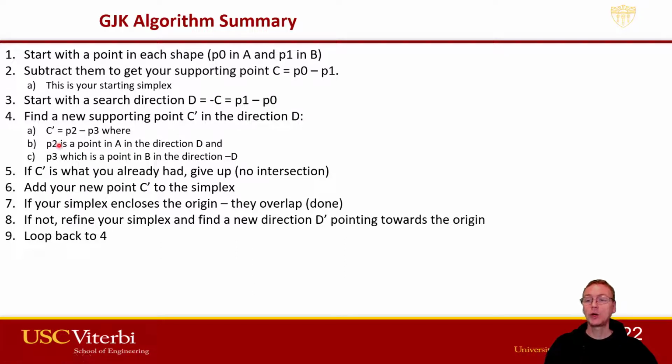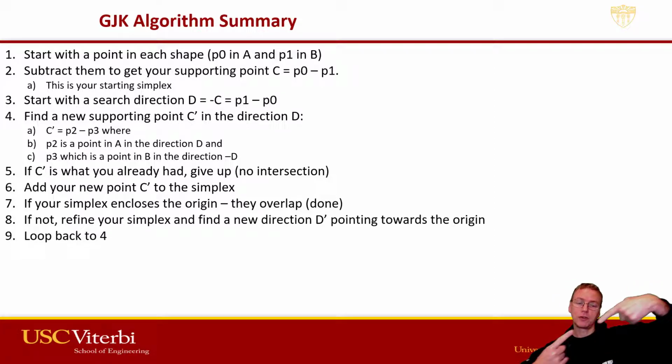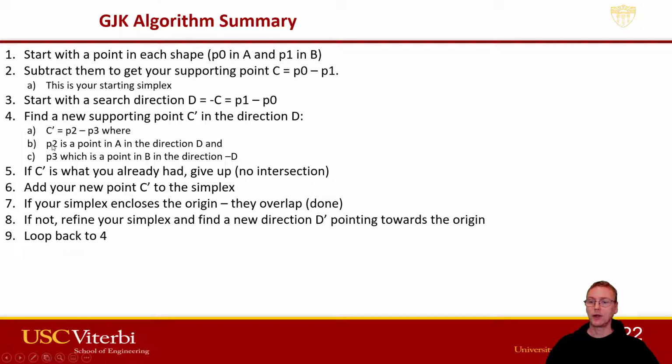So P2 and P3 will be 2 new points. In shape A, we'll look for a new point P2 in the direction D. And in shape B, we'll search for point P3 which is in the direction minus D. Remember, we're trying to pull them together. So in one we search positive, in the other we search negative, trying to pull them across each other. So I'm calling the point in A here P2 and the point in B P3.